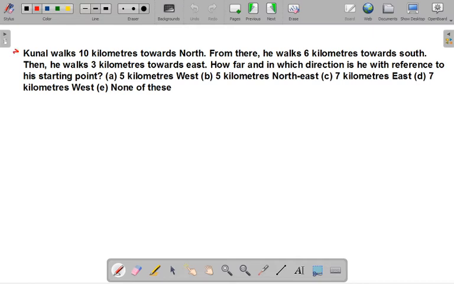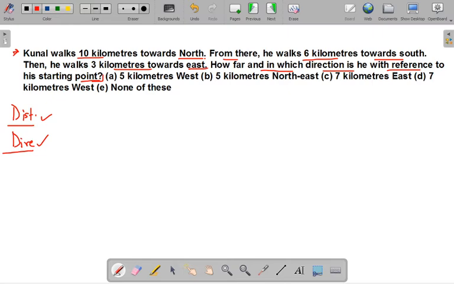Important question, pay attention. Kunal walks 10 kilometers towards north. From there, he walks 6 kilometers towards south. Then he walks 3 kilometers towards east. How far and in which direction is he with reference to his starting point? So here we have to find out the distance and the direction both.